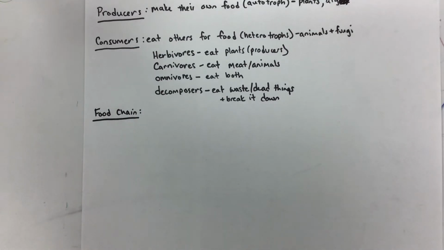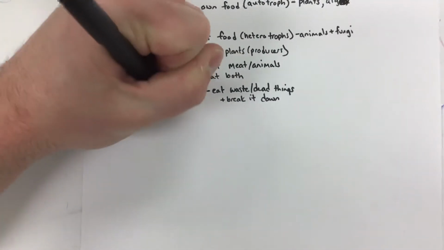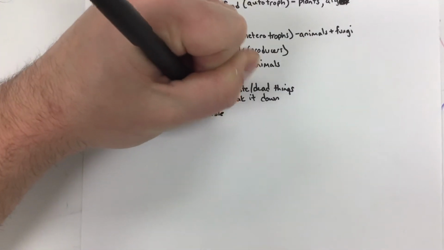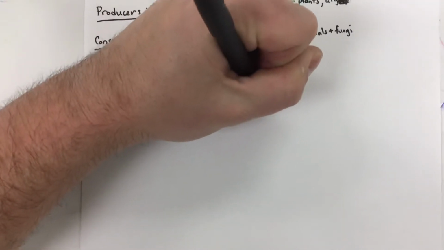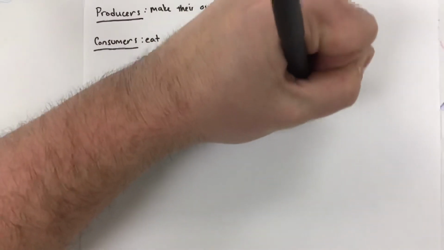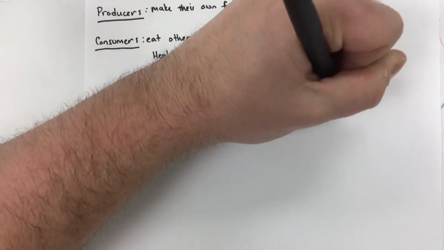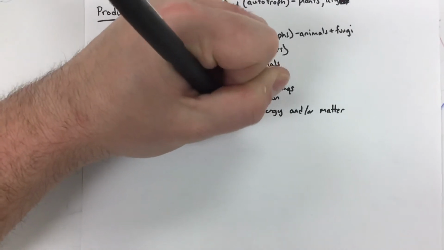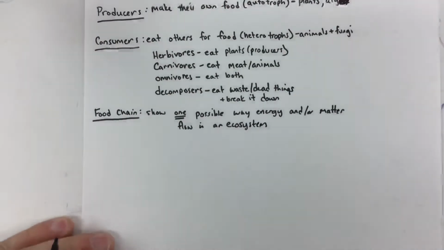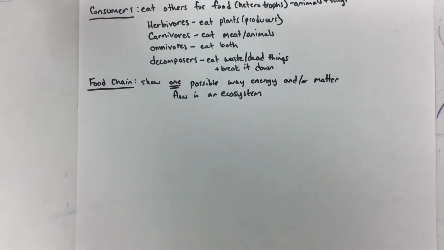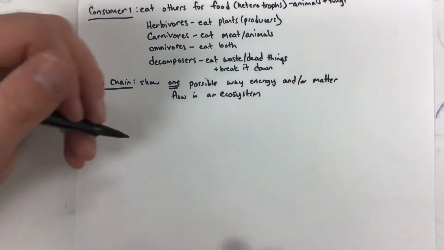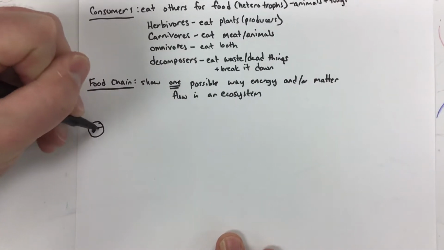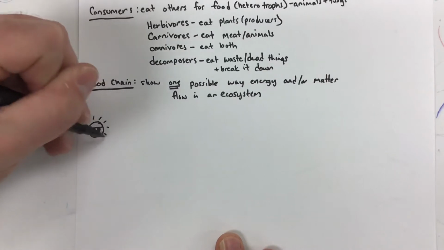Okay. What a food chain shows is one possible way energy and/or matter flow in an ecosystem. So food chains are showing only one possible way. Typically they start with, but they don't have to start with, the sun. Sometimes they will start with the sun. They don't always have to start with the sun, but sometimes they will.